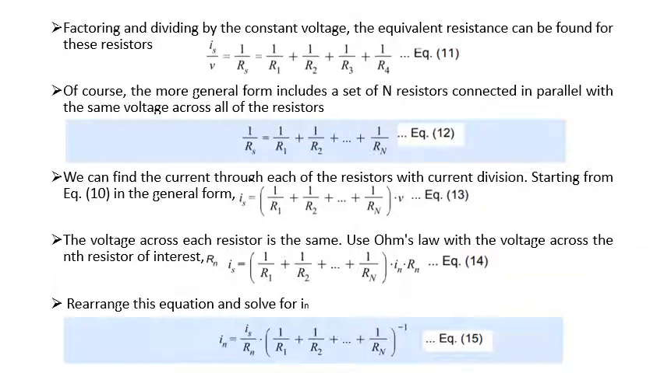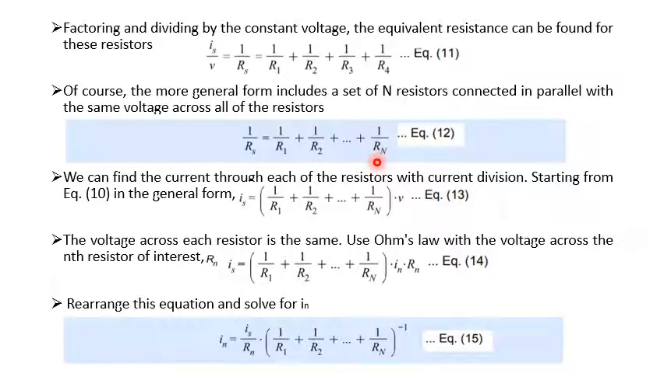So the next point: by factoring and dividing by the constant voltage, the equivalent resistance can be found for these resistors. Now divide both the left hand side and right hand side by the voltage V. So V gets cancelled on the right hand side, and on the left you get Is divided by V, which is nothing but 1 divided by Rs. So 1 divided by Rs is equal to 1 by R1 plus 1 by R2 plus so on up to 1 divided by Rn.